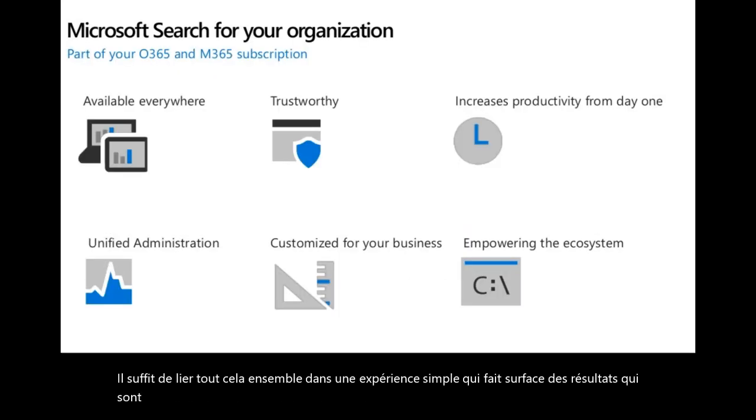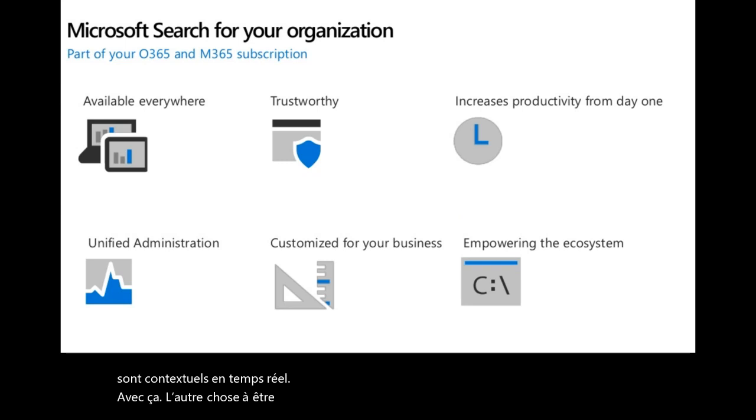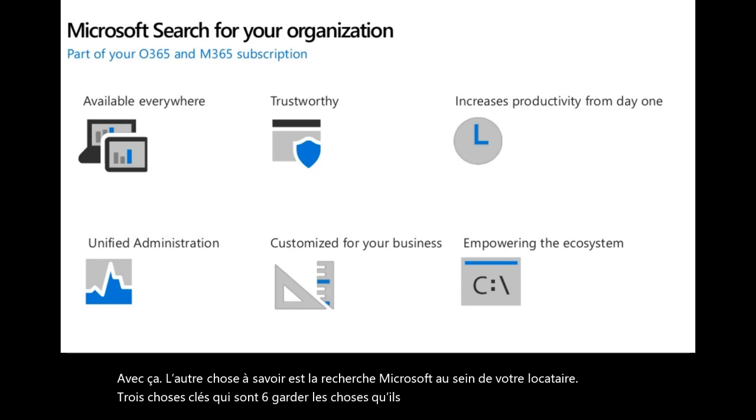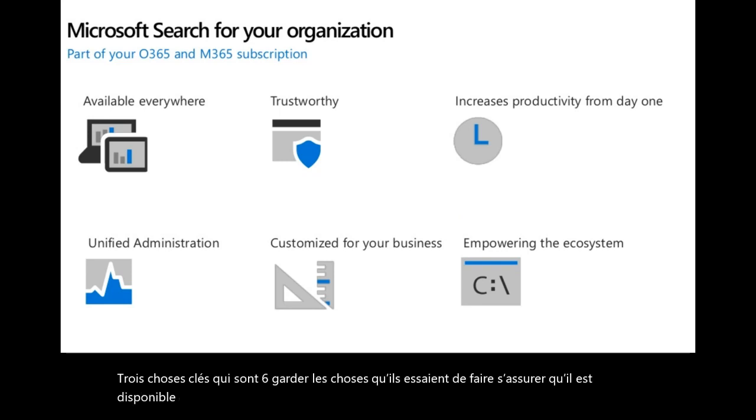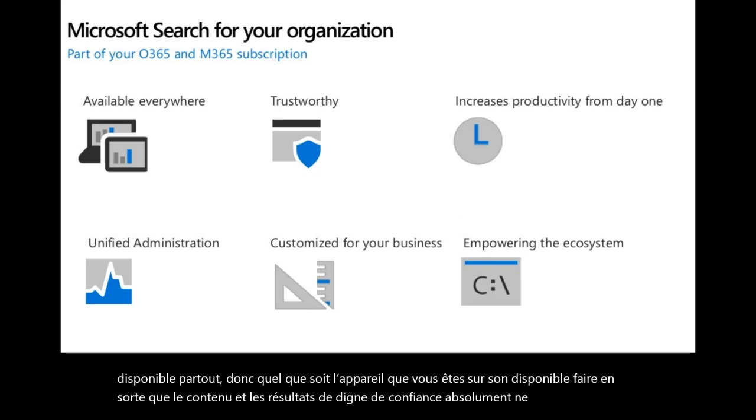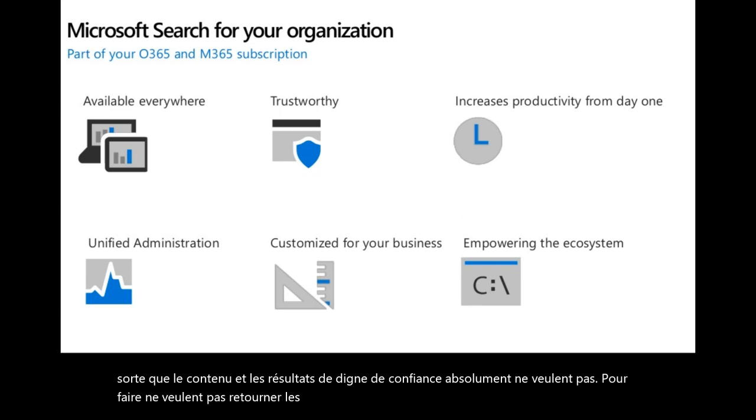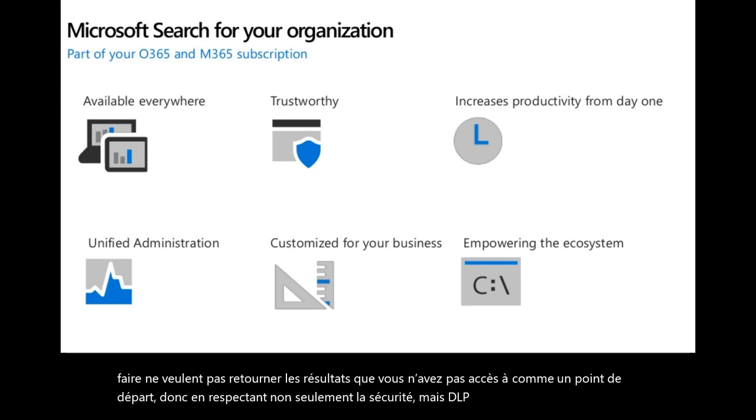So with that, the other thing to be aware of is Microsoft Search within your tenant. The 6 key things that they're trying to do: make sure it's available everywhere, so no matter what device you're on, it's available. Make sure the content and the results are trustworthy. Absolutely don't want to return results that you don't have access to as a starting point. So respecting not just security, but DLP and Azure security as well in terms of results.